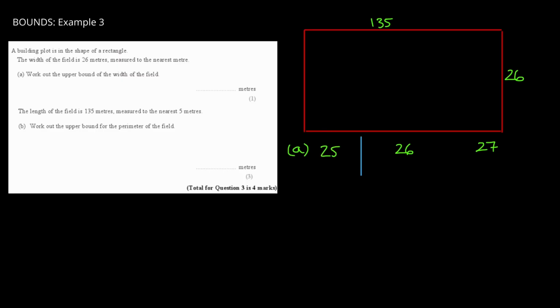Yet again, here are the goalposts, and this goalpost is at 25.5, and this one 26.5. This is the upper bound, and this is the lower bound. So the answer to the question, 26.5 metres. And that's your answer.